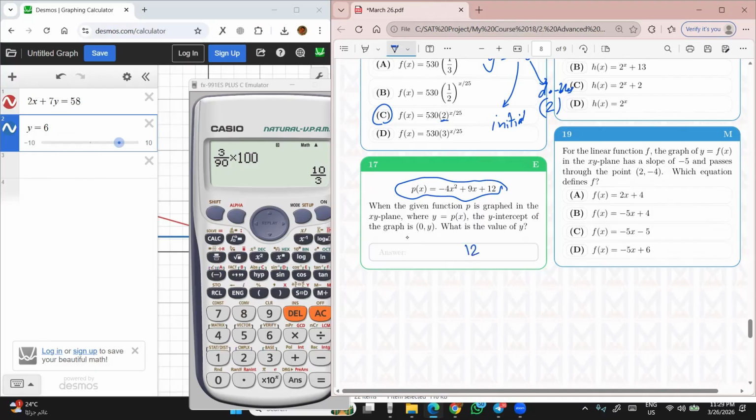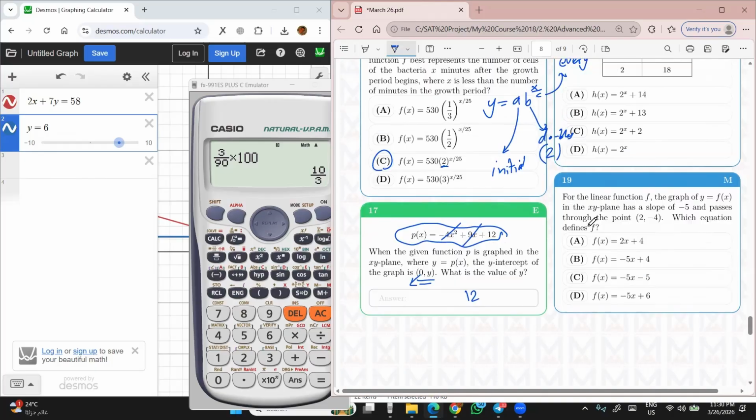Or you can say the value of y-intercept is 0 and y, so replace x by 0, so this becomes 0, this becomes 0, so we are left with y, with the y is equal to 12.